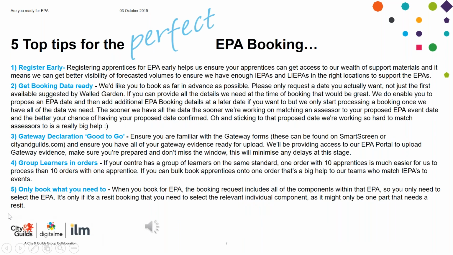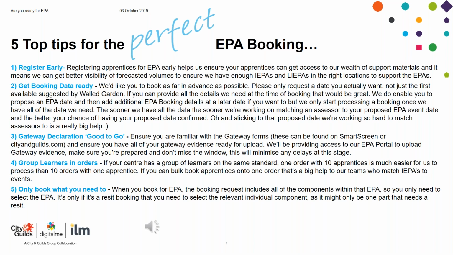Five top tips for the perfect EPA booking. 1. Register early. Registering apprentices early and paying the £25 upfront fee ensures your apprentices have access to the endpoint preparation tool. It also gives your staff access to lead IEPA's reports and other guides and mock assessments to help you prepare your learners for their event.